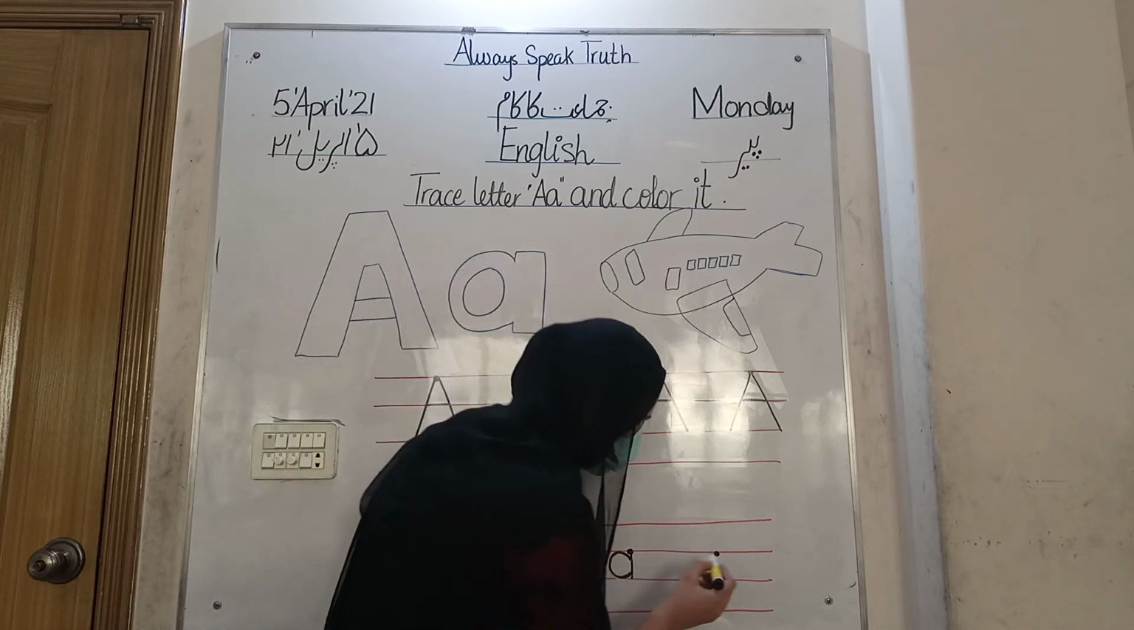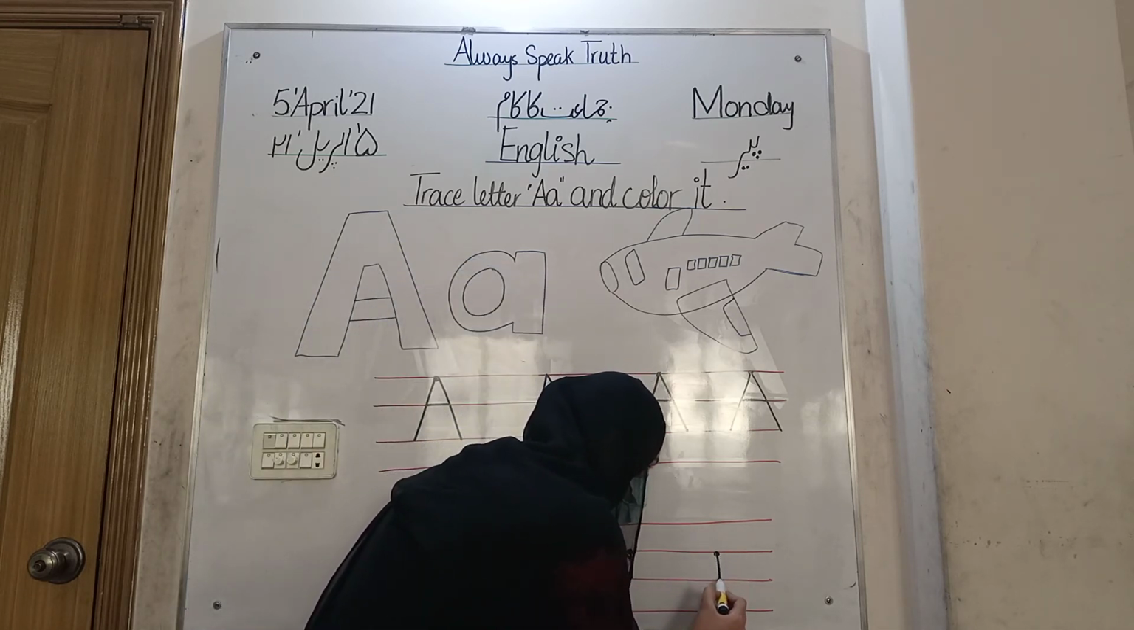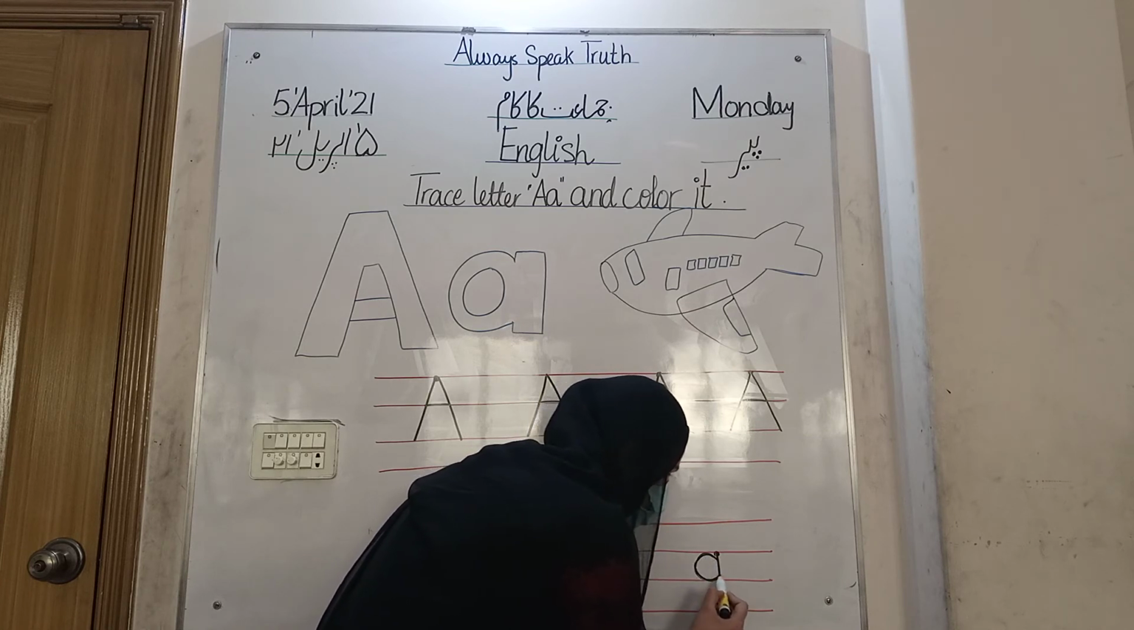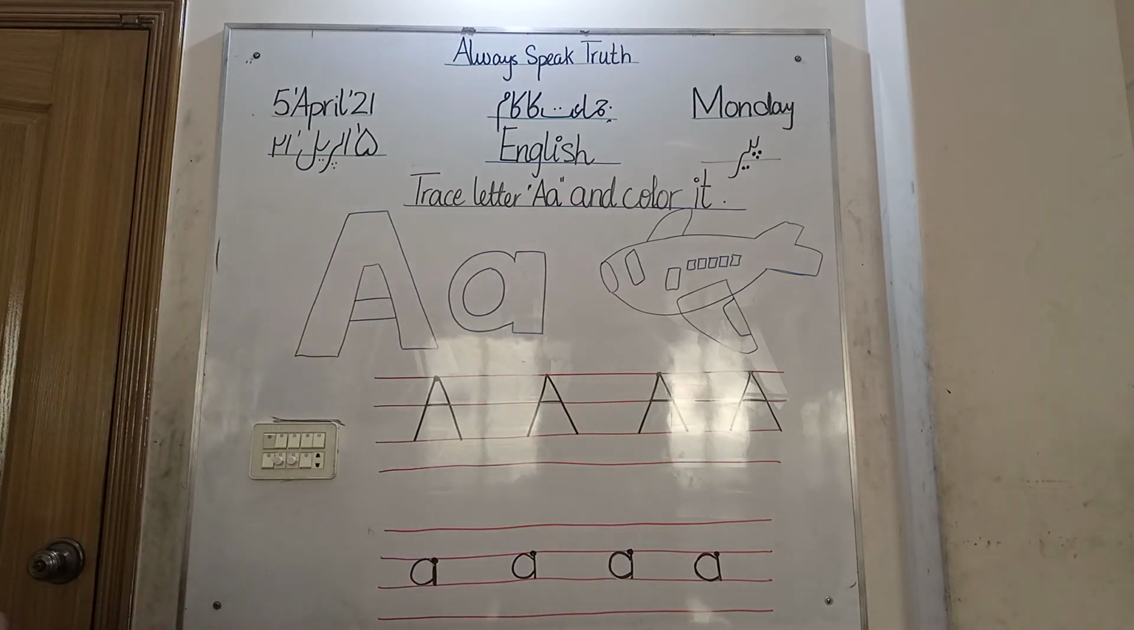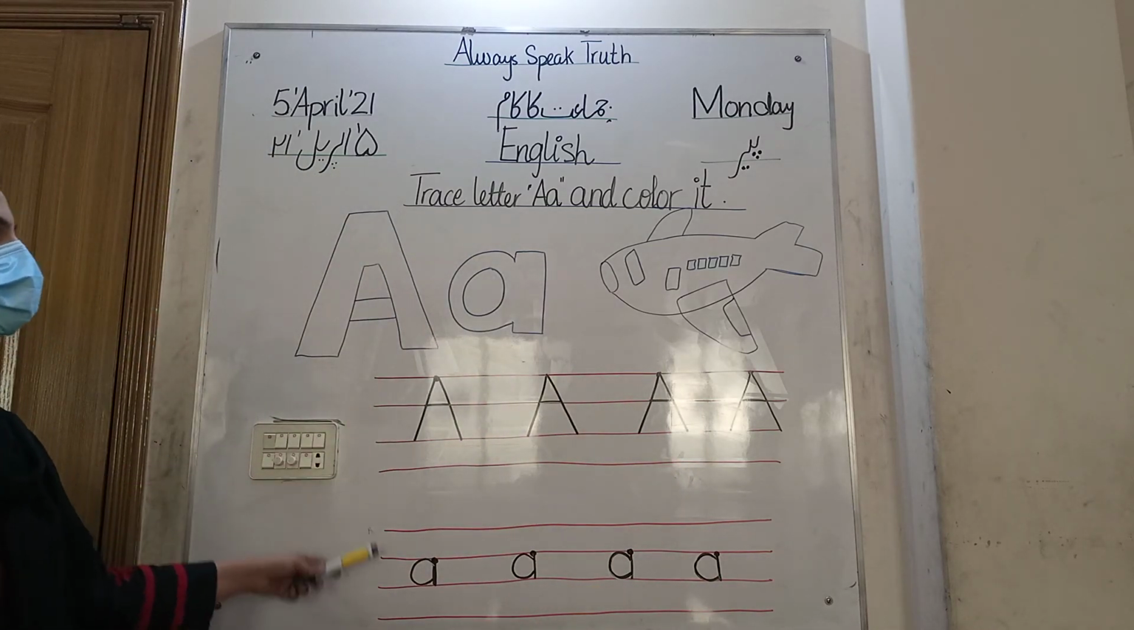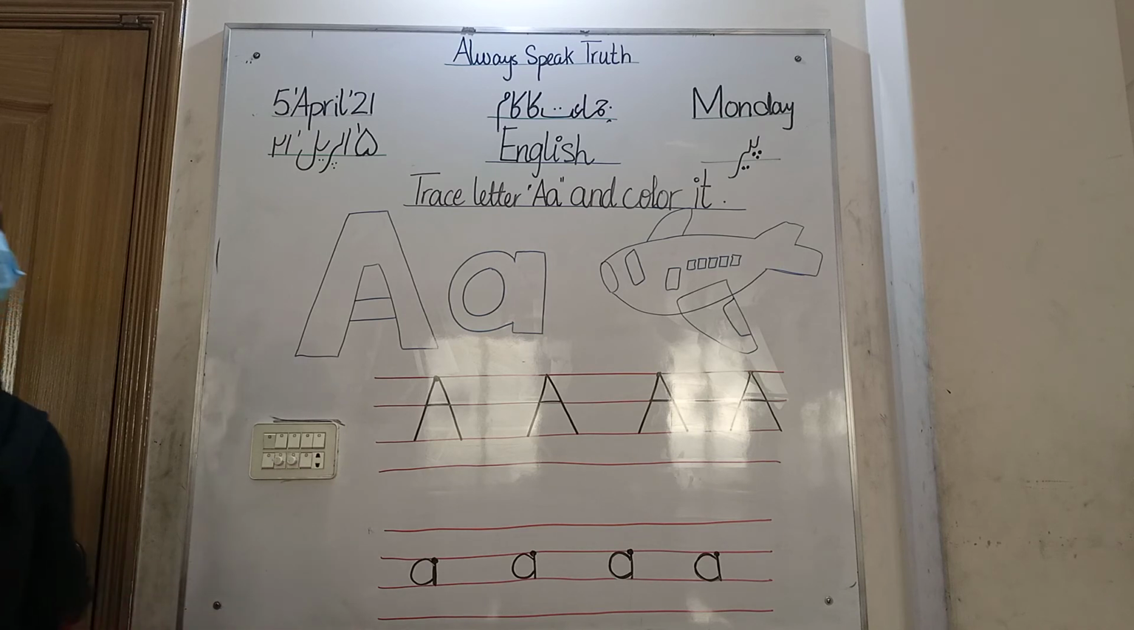You get the word? Again make a standing line. Then start from this side. Then make a half circle. So this is small A. Capital A, small A. Capital A, small A.